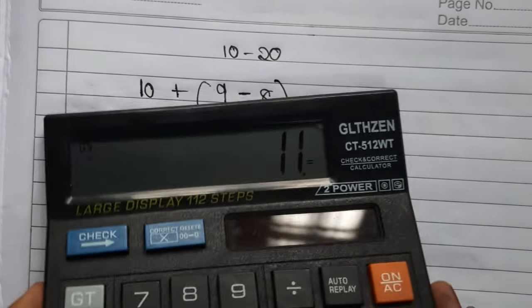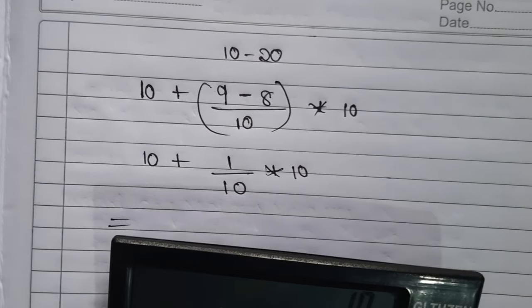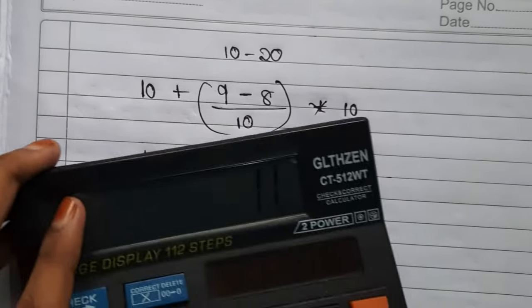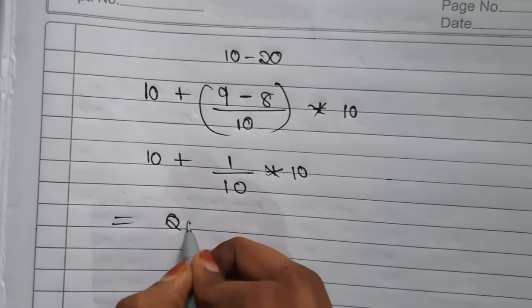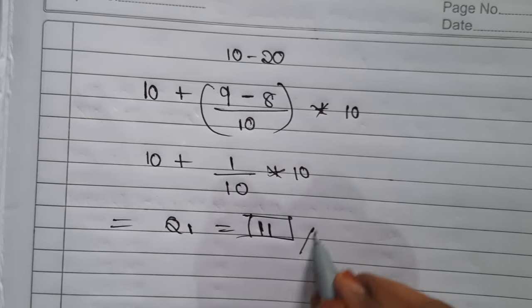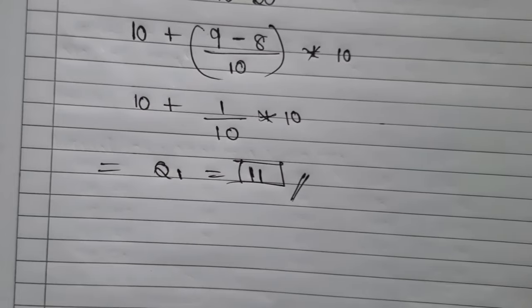It is 11. You can see on the screen. It is 11. What you have to do? 10 plus 1 by 10 into 10. It is 11. So our Q1 is 11. Okay, we found Q3, we found Q1. Now we will be finding our median.